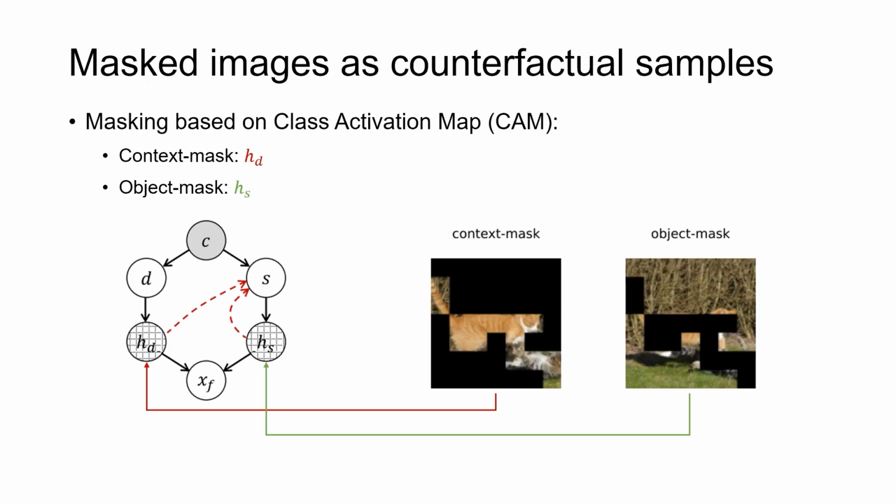To this end, we propose an intuitive method for constructing counterfactual samples. We use Grad-CAM activation method to divide the patches of an image into context and object. Then, either the context or the object is masked, resulting in the modification of HD or HS. It should be noted that this masking-based method is not the only way to build the counterfactual samples, and we do not expect it to cover all the spurious correlations.